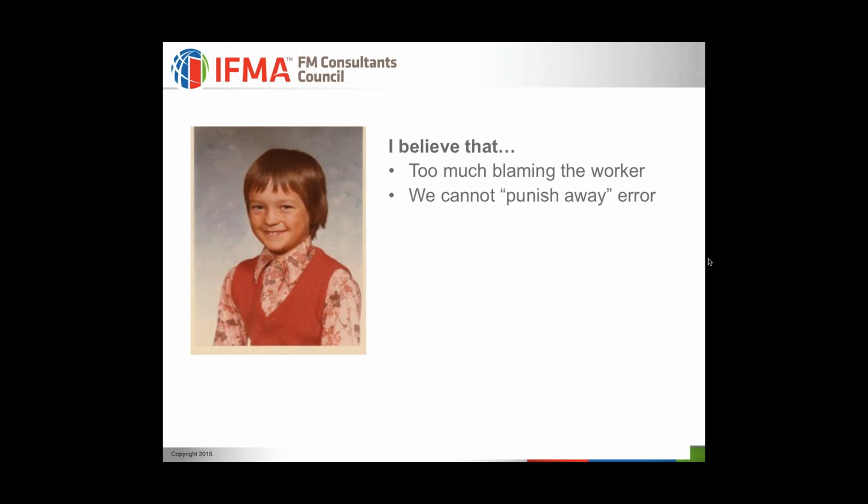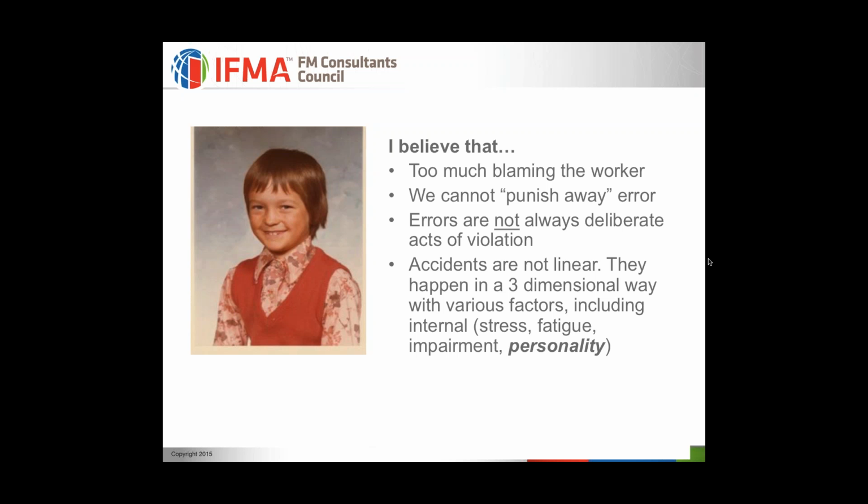In the world of safety, I firmly believe there's too much blaming the worker and punishing things that shouldn't be punishable. There's a lot of what we call pencil whipping that takes place, and errors are often not deliberate acts of violation, whereas we think it's always somebody acting unsafely deliberately. Accidents are not linear. They happen in a three-dimensional way with various factors, including internal factors.